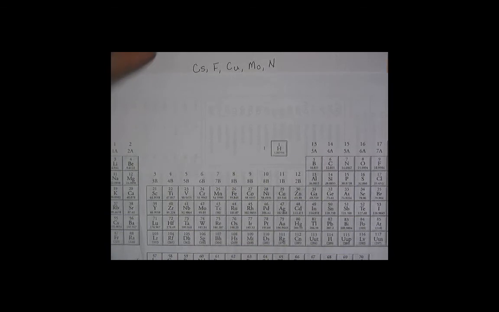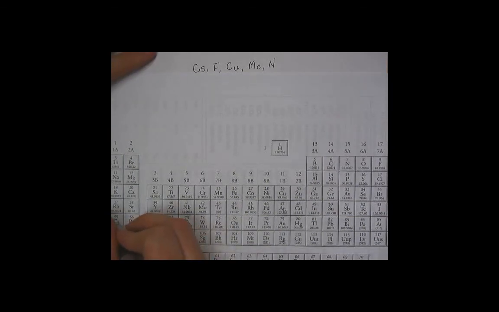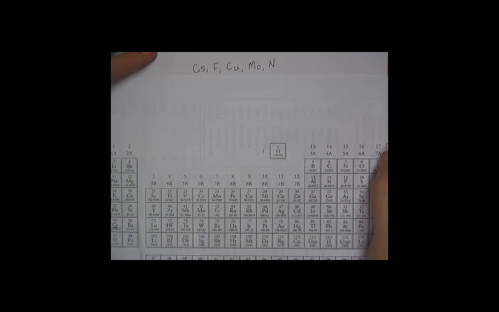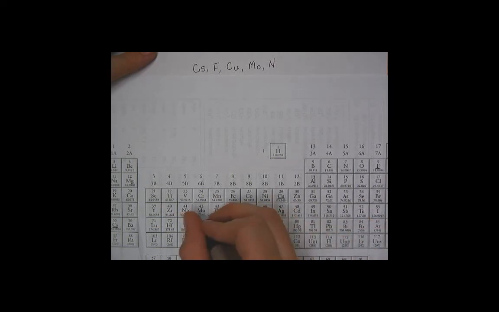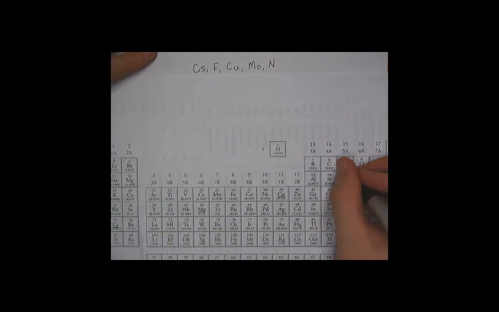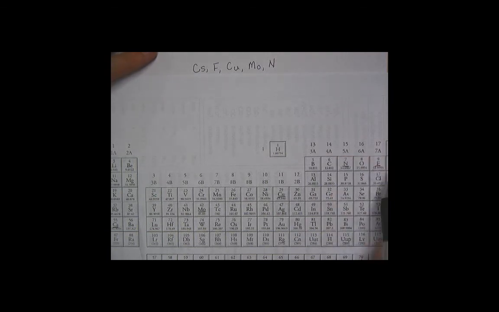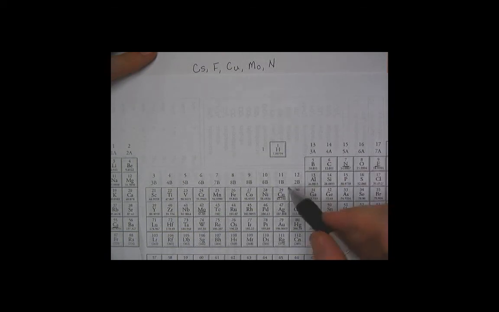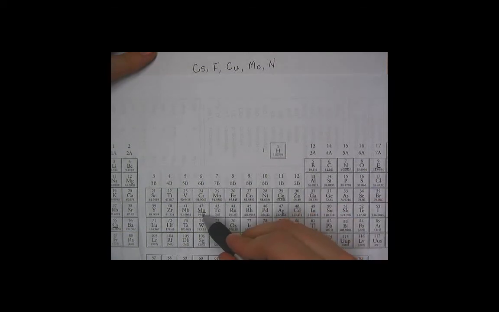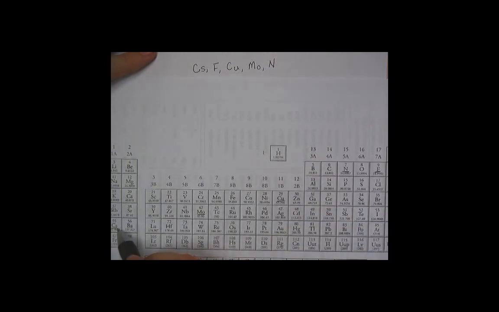So if we find them on the periodic table, first we've got cesium, we had fluorine, copper, molybdenum, and nitrogen. So now that we've found the spots on the periodic table that we're talking about, it's pretty easy to see. Electronegativity increases as we go up and over, so fluorine's the most, followed by nitrogen, followed by copper, then molybdenum, and then cesium.